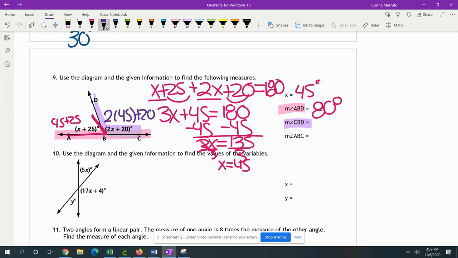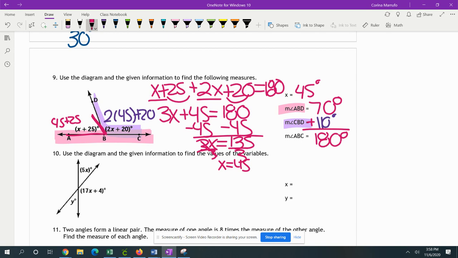Oh, you know what? This is an 80. Sorry. I was like, wait a second. This gives you 70. Sorry. And that's the way that you can check your work. 45, 50, 60. These two should add up to 180. And then last, they asked us for angle ABC, which is a straight angle. So our straight angle would equal 180 degrees.